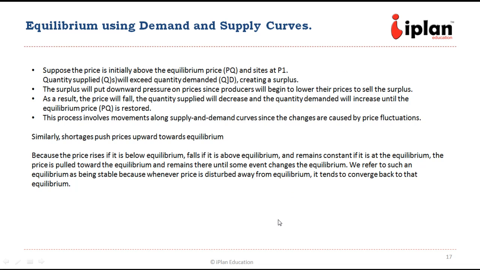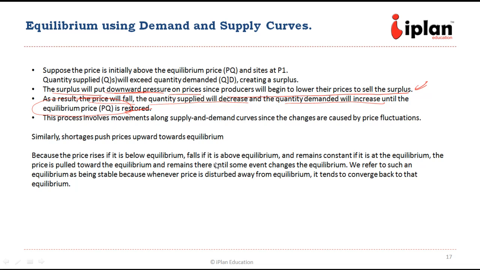We are restating that the surplus will put downward pressure on the prices, since the producers will begin to lower their prices because they have excess, they have surplus quantity, they are not able to sell, so they will reduce their prices. Similarly, in the case of shortage, there will be upward pressure on the prices. So for surplus, the prices will fall, the quantity supplied will decrease, and the quantity demanded will increase until the equilibrium level is restored. So this is called equilibrium.